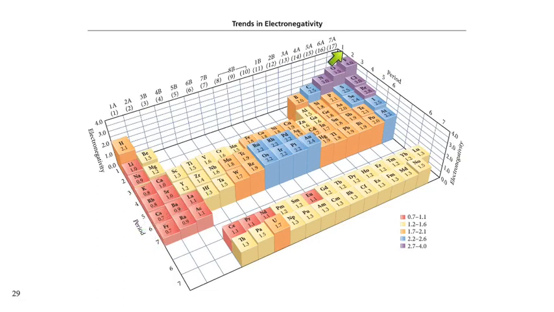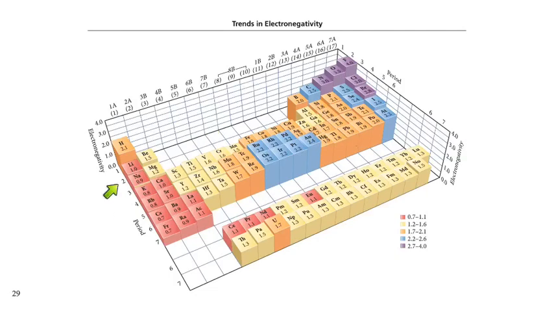So the trend is, as you go closer to fluorine, electronegativity is higher. If you're going across, electronegativity increases. As you're going up a column, it increases. Going down a column, it decreases. So how close are you to fluorine? Who's closer to fluorine? That's more electronegative.